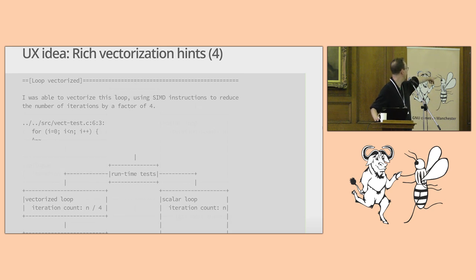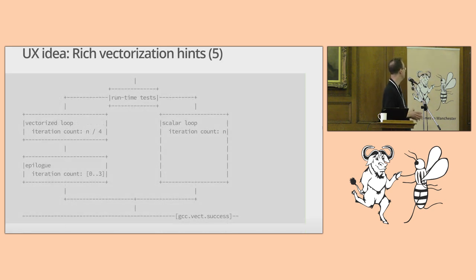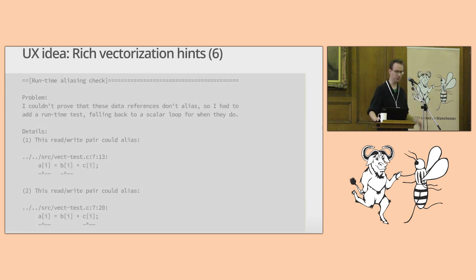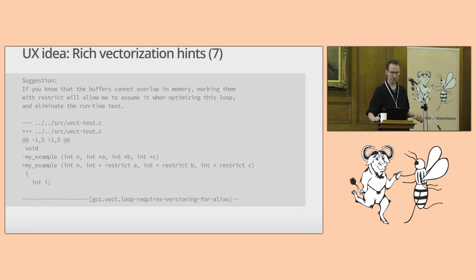And here's the loop, and in fact here's an ASCII art diagram trying to give you a sense of what I did. Some runtime tests, an iteration count of n over 4, and there's an epilogue, and you go, ooh, what does that mean? And then it says, well, the runtime aliasing check: I couldn't prove that these specific data references didn't alias. This read-write pair could alias, this read-write pair could alias. So I had to add a runtime test, falling back to the scalar loop. Suggestion: if you know that they don't alias, then mark them with restrict. Here's a patch to add restrict to the params. And they all have these little ID codes so that maybe they're searchable online.